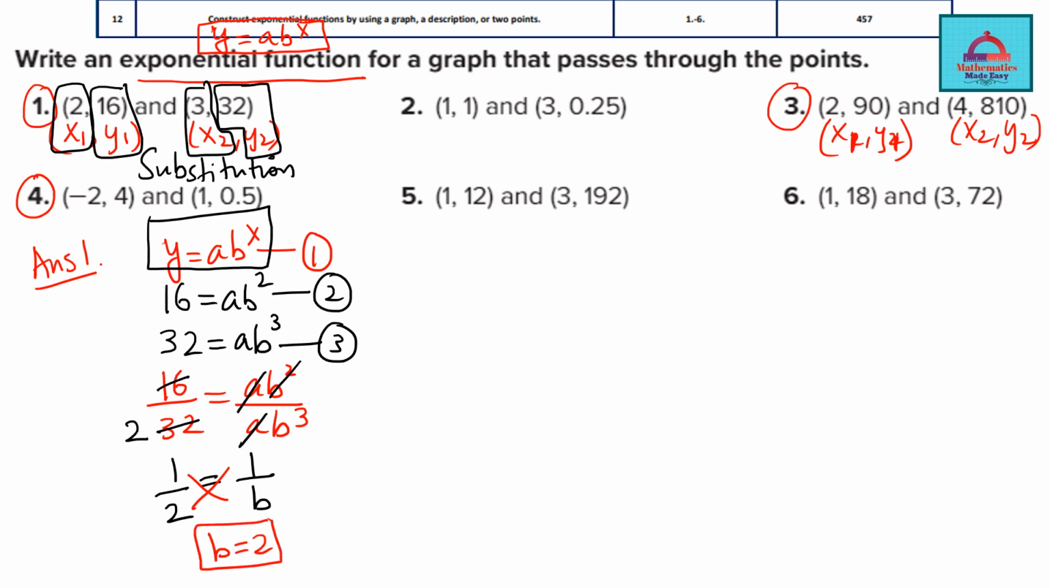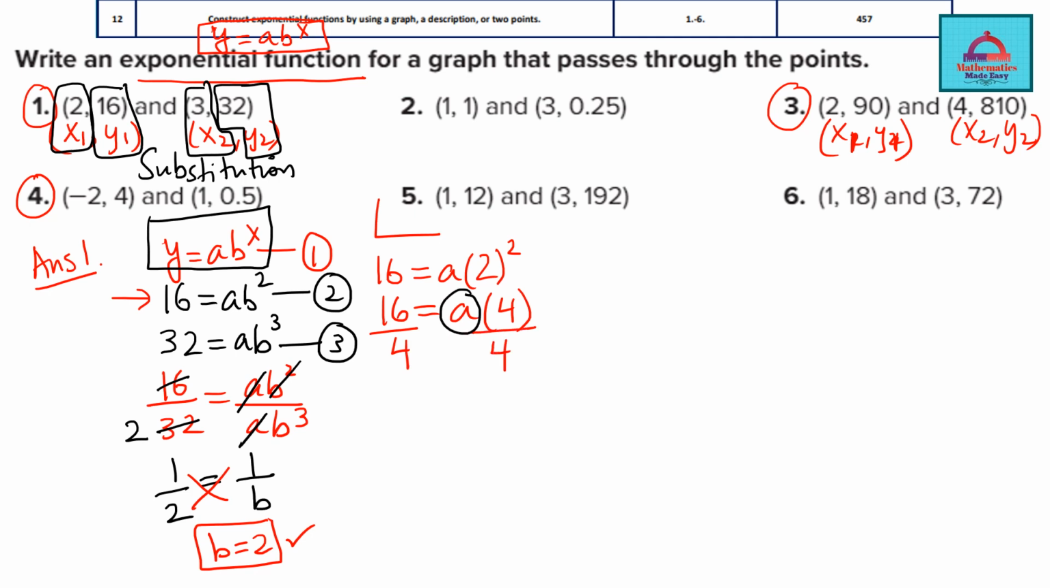So after I divide, I have got the value of one variable, so that is the reason why I divide. Now that you have the value of one variable, you can substitute in any equation. Equation number 2 is easier to solve, so I'm going to substitute here. 16 is equal to a multiplied with b square. b square is 2 square, which is 4. Now I divide both sides by 4. Why do I divide both sides by 4? Because I want the value of a, and I'm going to cancel the common term. So a is going to be 16 divided by 4, which is 4.